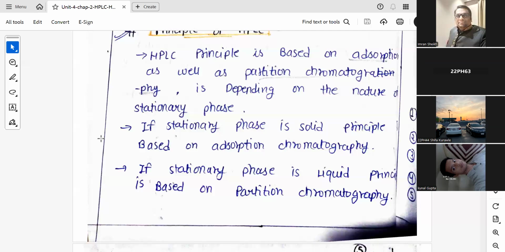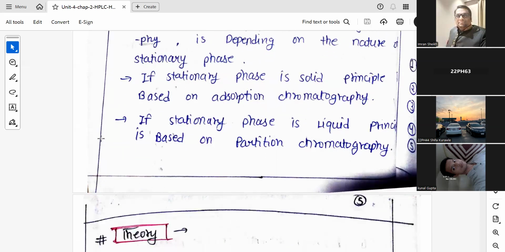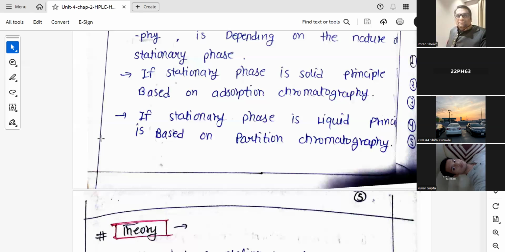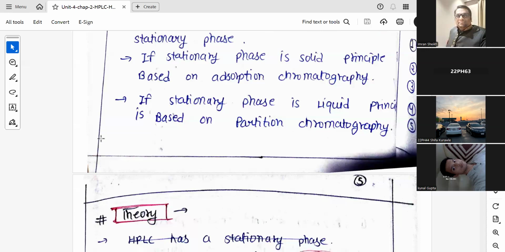And what is the expectation of the principle of HPLC? If the stationary phase is solid, the principle is based on the adsorption chromatography. And if by chance the stationary phase is liquid, the principle should be based upon the partition chromatography. Agree?